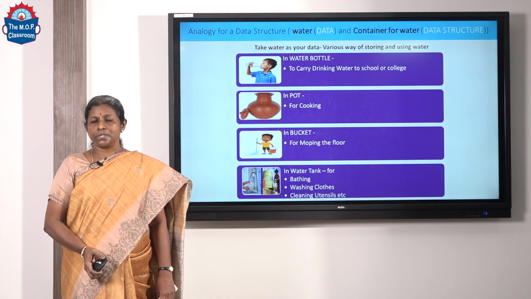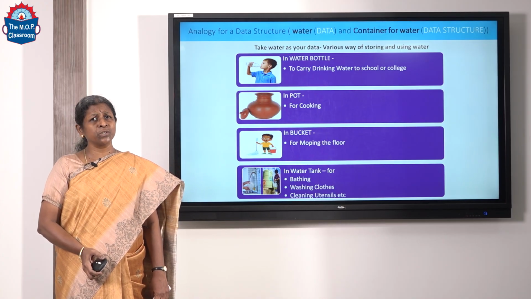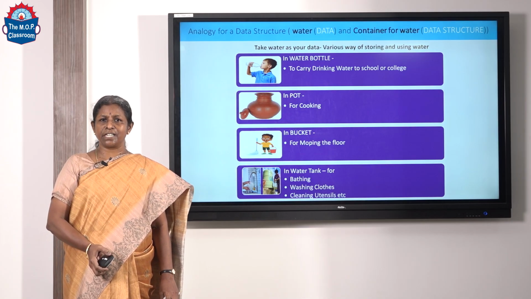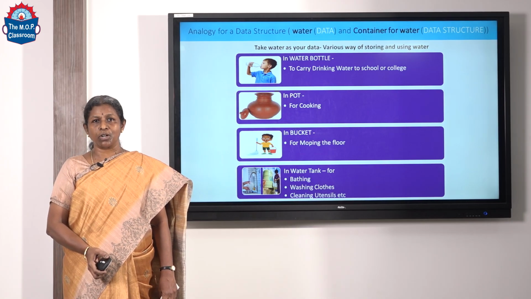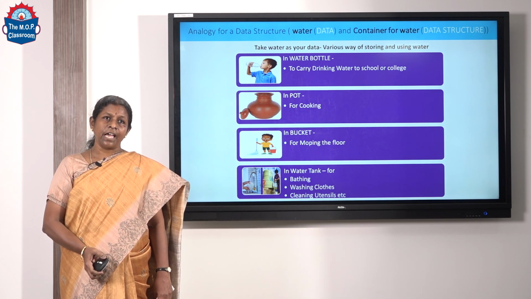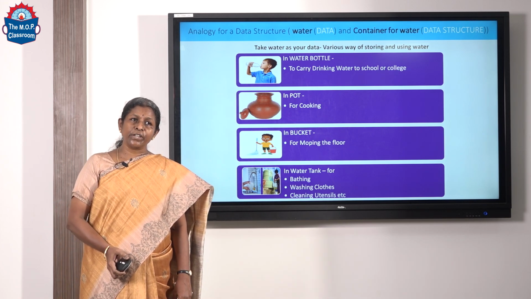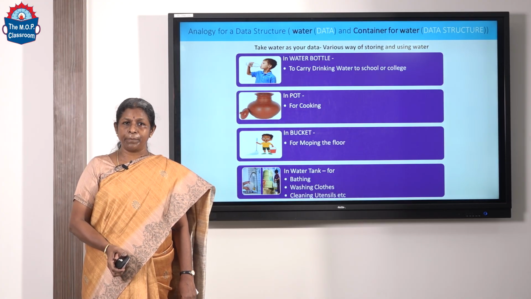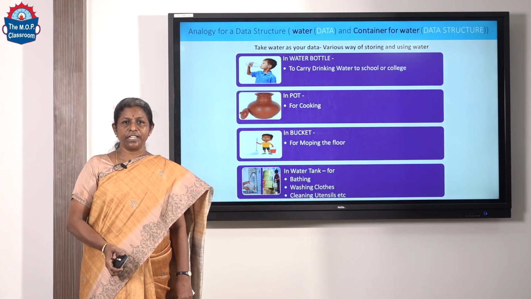The same thing, suppose you want to use the water for cooking. You cannot use the water bottle; you can, but it holds a limited amount of water, and you want to use more water. So, you store the water in a pot and use it for cooking. When you cook, you cannot take the pot and pour the water into the vessel, so you make use of a cup to fetch the water and use it.